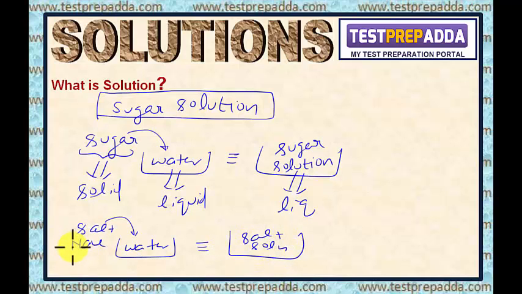Again, if I ask you what is the physical state of this NaCl salt, you will say solid. What is the physical state of this water? You will say liquid. What is the physical state of this salt solution? You will say liquid. Now, what is the relation? In both the cases, we have seen that the solution's physical state is the same as the physical state of solvent. Are you getting my point?